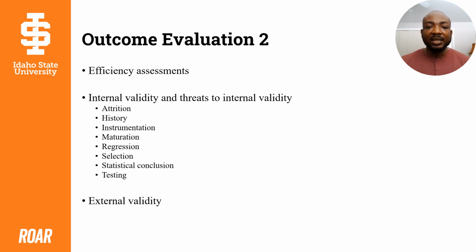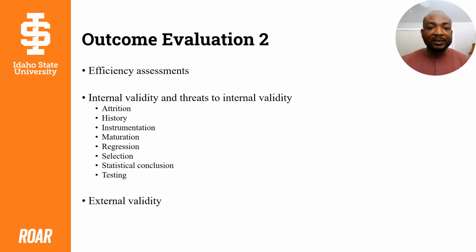And these include diffusion or imitation, which occurs when the information intended for the treatment group or the intervention group is obtained by the control group. And the difference between the intervention group and the control group is thereby narrowed. And this is also called contamination.